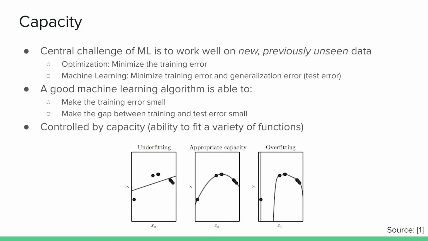We can also have overfitting if we have an arbitrarily complex function that we could potentially fit. Then it will perfectly fit the training data, but will not be likely to correspond to the actual underlying function. So it will overfit on the training set and then perform poorly on the test set. Somewhere in between, there is our appropriate capacity that we're actually striving for and that we would like to have.